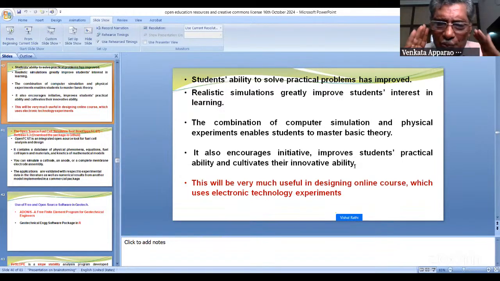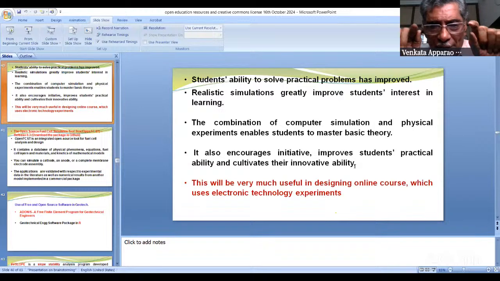The combination of computer simulation and physical experiments enables students to master basic theory. It also encourages initiative, improves students' practical ability, and cultivates their innovative ability. This will be very much useful in designing online courses using electronic technology experiments.